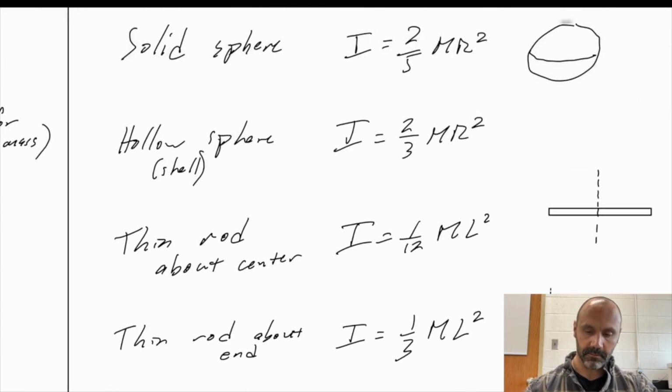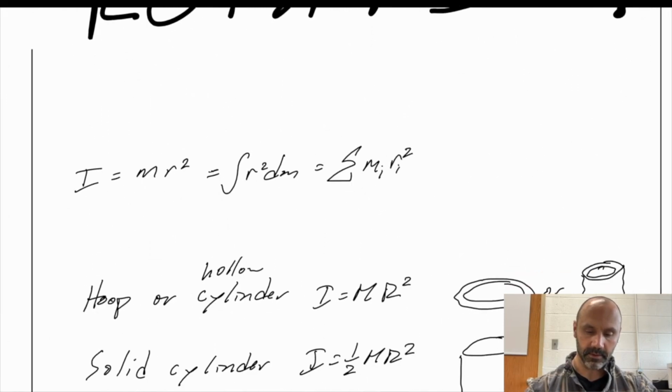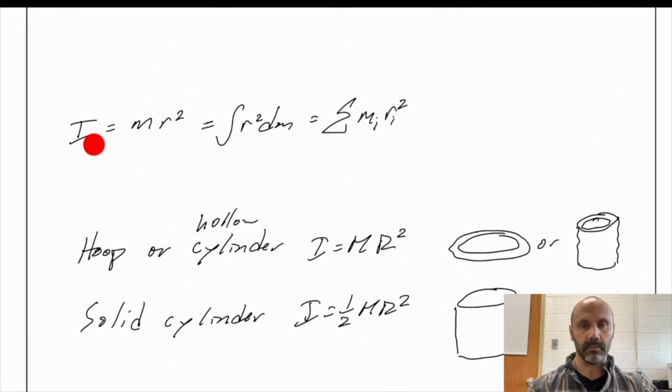And that's it for that column. Okay, again, quick here, just going over this stuff. All right, so back to this idea about moment of inertia. It's mr squared for a point mass, or you're adding up all the little pieces.